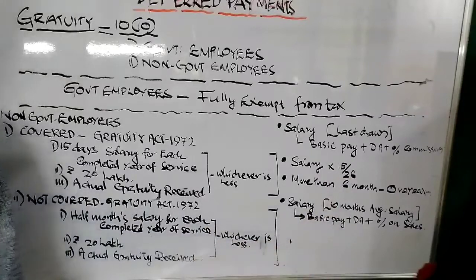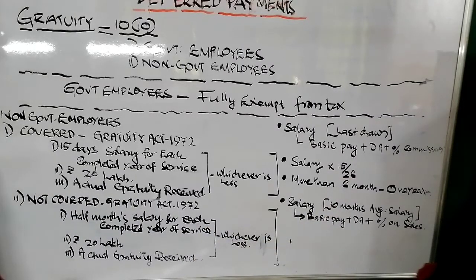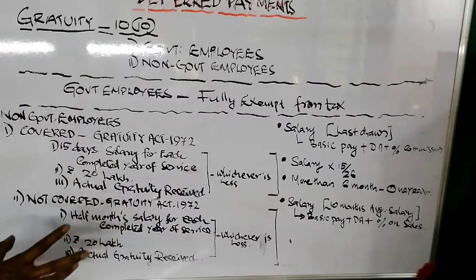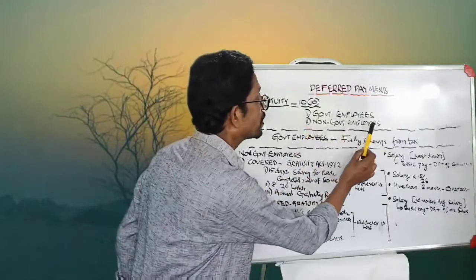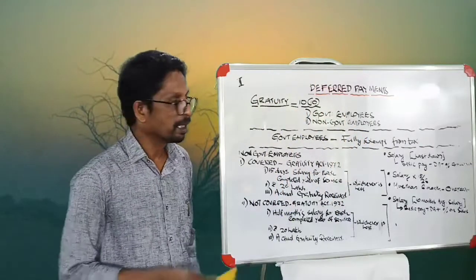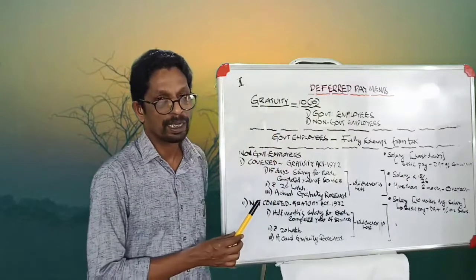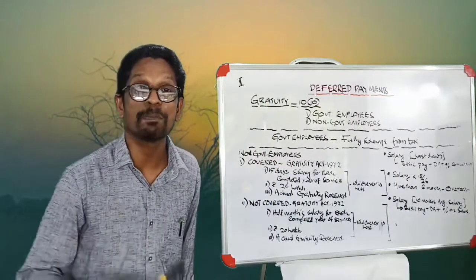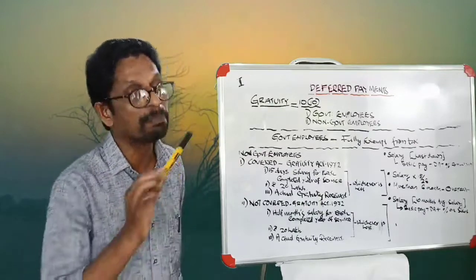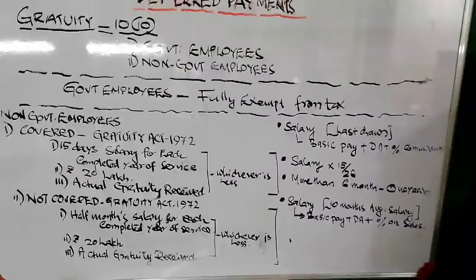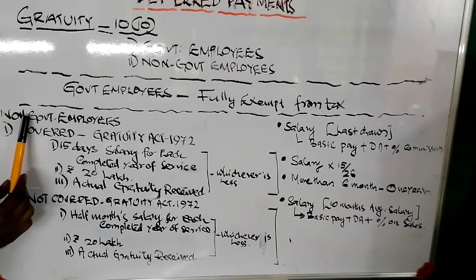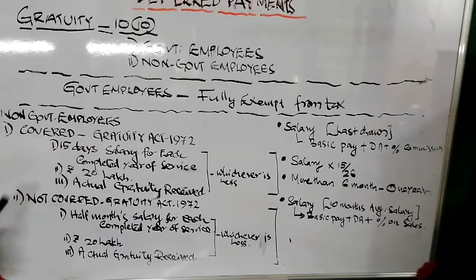Regarding the tax treatment of gratuity, the employees can be classified into how many divisions here? 2 divisions: government employees and non-government employees. Regarding government employees, the death cum retirement gratuity received by them is fully exempted from tax. Again, the non-government employees can be classified into how many divisions? 2 divisions. These categories are made on the basis of the Payment of Gratuity Act 1972.